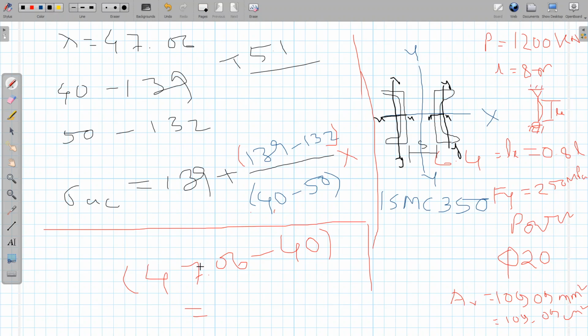This value comes out to be 134 MPa. So for 40 it was 139, for 50 it was 132, so for 47.06 it will be in between these two, and that is close towards 50. 47 is close to 50, so we got a value towards 50. Fine. What are our next steps?